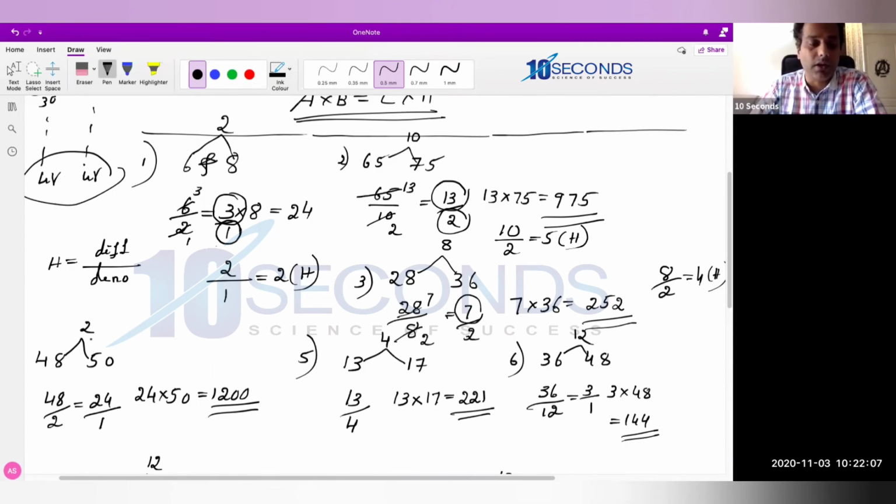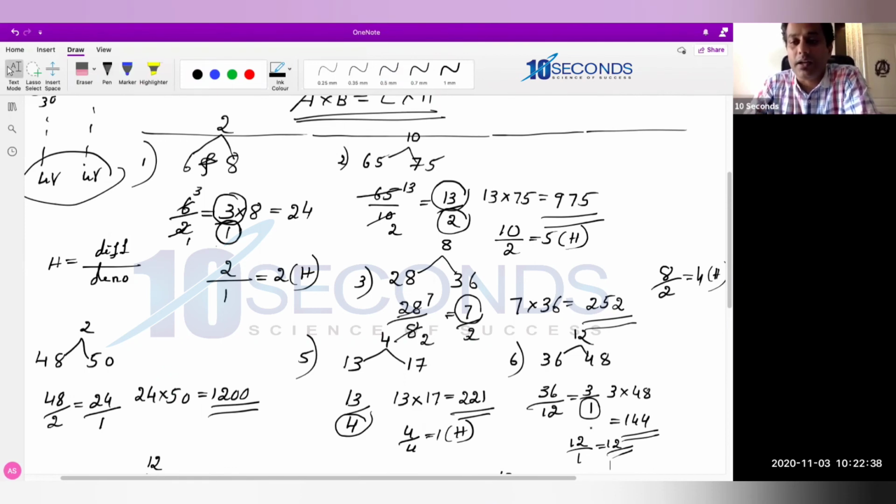If I take here 48 and 50, difference 2. Denominator 1. 2 divided by 1. 2 is HCF. If I take question number 5, difference 4. Denominator is also 4. So 4 divided by 4. 1 is HCF. When you take prime numbers, HCF is by default 1. And we are getting the same answer, you can see. Here, what is the difference? 12 is the difference. Denominator 1. 12 divided by 1 equals 12 is HCF. This is how we have to find HCF. Difference divided by denominator.